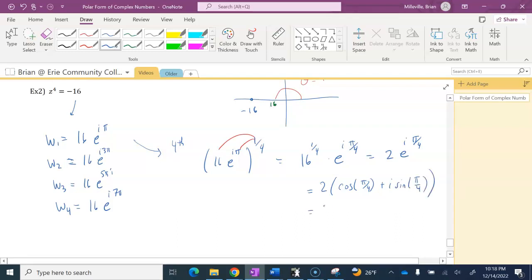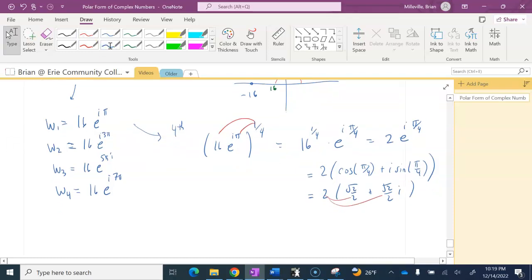Distributing, or putting in, the exact values for cosine of pi over 4 and sine of pi over 4, we would get square root 2 over 2 in each case. Then if we distribute the 2 through the parentheses here, it would cancel each of these denominators out. So our first nth root of negative 16 would be the square root of 2 in rectangular form plus the square root of 2i.